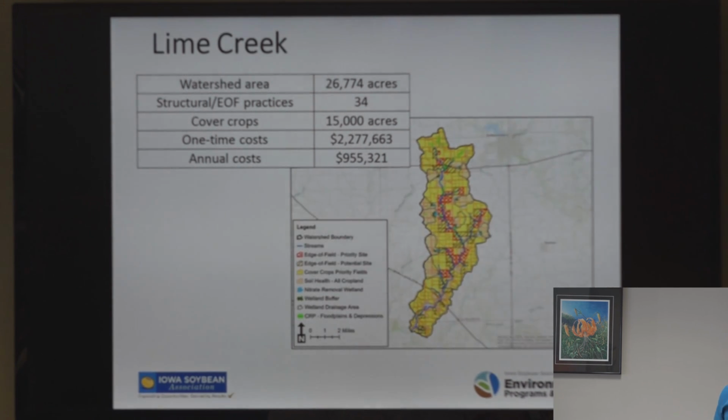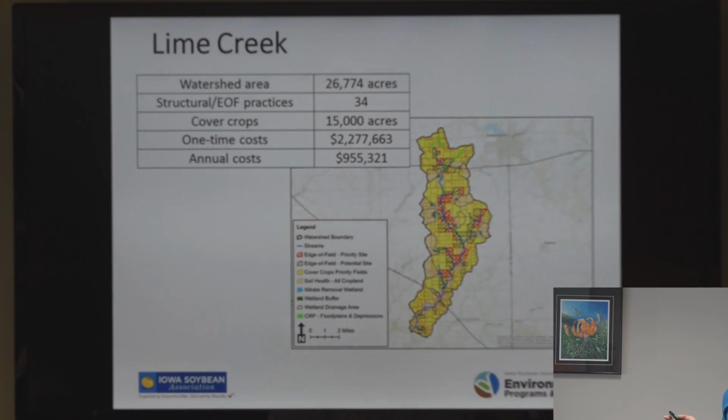And same with Lime Creek Watershed in Buchanan County, which is smaller than the other 3 watersheds. But the cover crop and structural field practice density, if you will, per area of the watershed is right in line with the others.